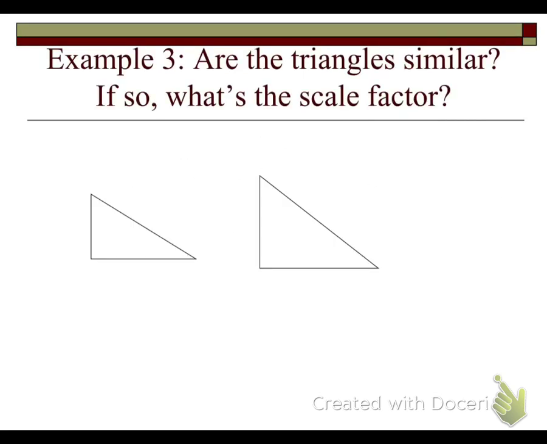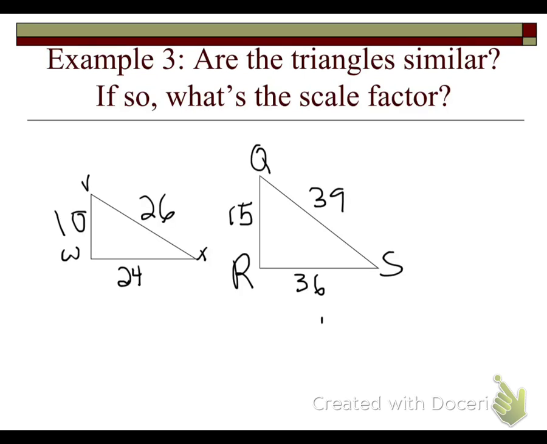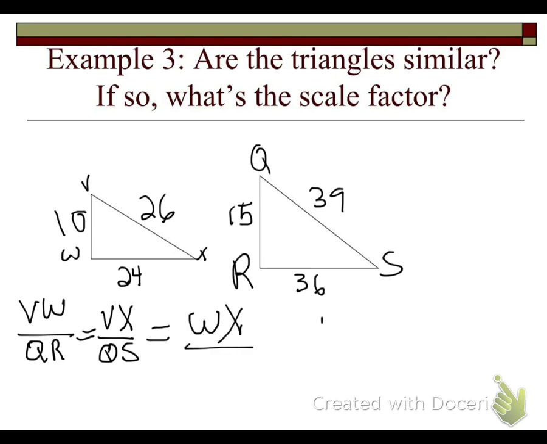Example 3, again, I'm going to write out those things. So if you give me a minute, you guys can fill them out while I fill them out. In the ratios for this one, we see that we have VW over QR, which is equal to VX over QS. And then we have WX over RS. Now that we have that, we're going to complete those fractions again with the information that we know.